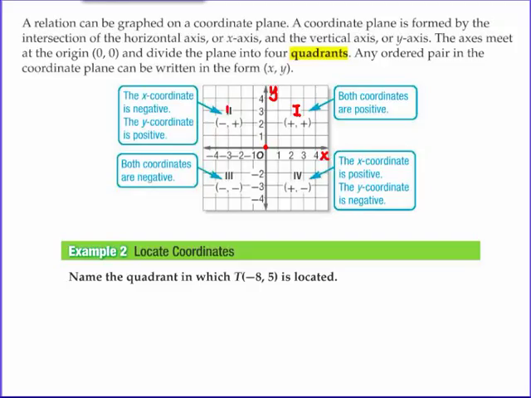Quadrant 2 is over here. We do use Roman numerals to write these. You don't just put the number 1, the number 2, the number 3, and the number 4. Quadrant 3 is located down here. And then quadrant 4 is located down here.